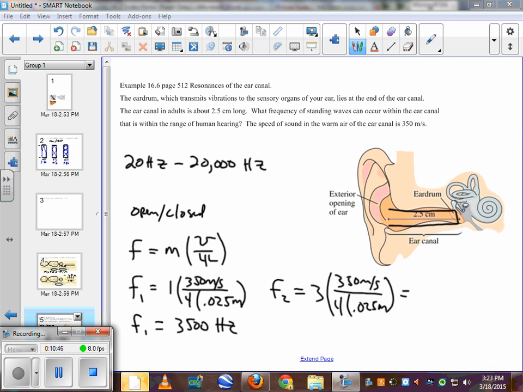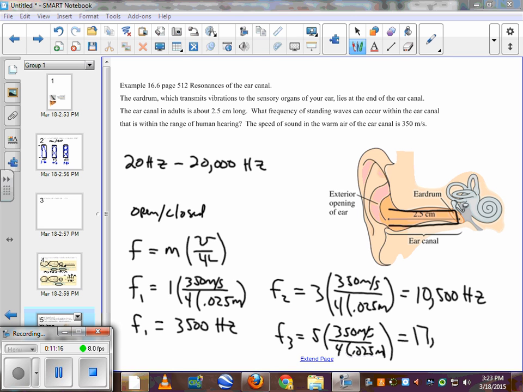So if we hear a 10,500 hertz frequency, which we don't very often, it's a very high pitch, it will resonate and become very loud. The third one is 5 times 350 meters per second, all over 4 times 0.025 meters. And that comes out to be 17,500 hertz. And again, if we listen to 17,500 hertz, it'll resonate inside of our ear canal, and it'll sound very loud. It might even be a painful noise.